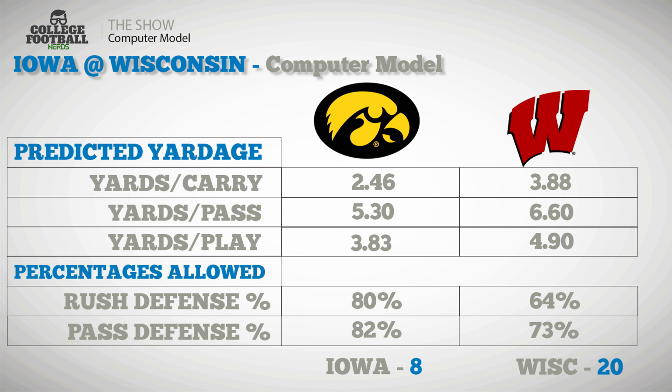So if we know that your defense allows, for example, in Iowa's case, 3 yards per carry, that's great. And that sounds absolutely phenomenal. But I can tell you that that is 80% of opponent averages. Their opponents only average 3.8 yards per carry. That's really painfully bad.